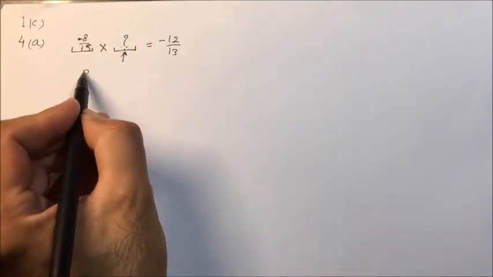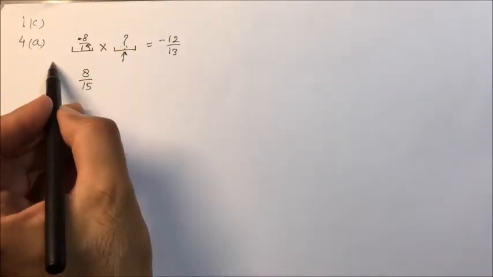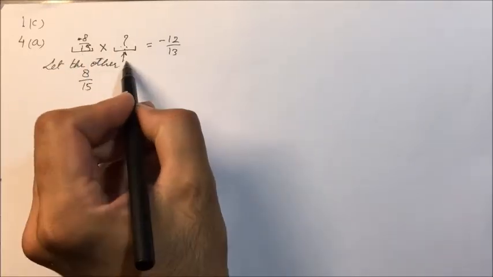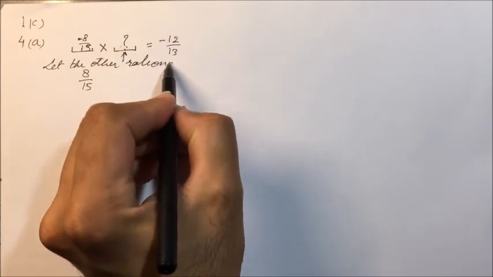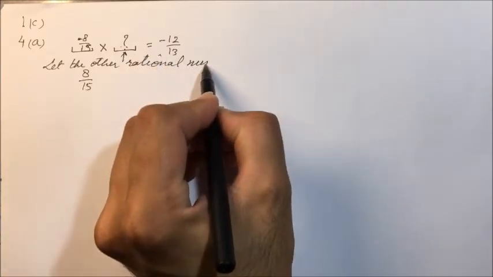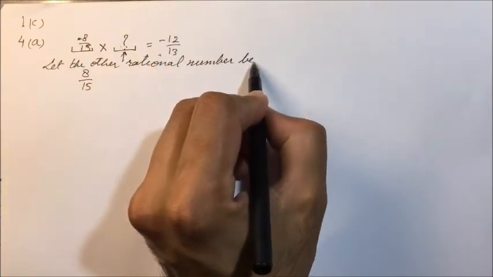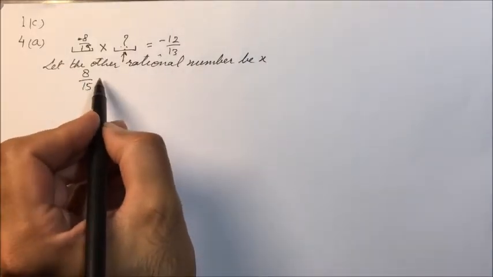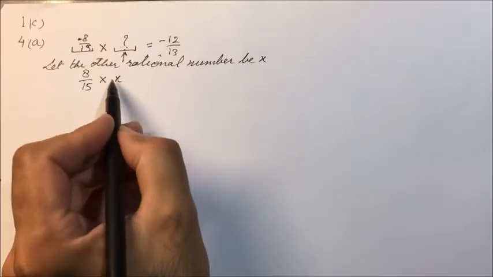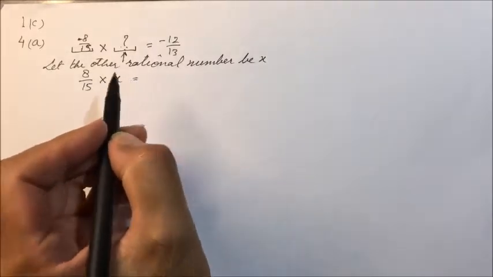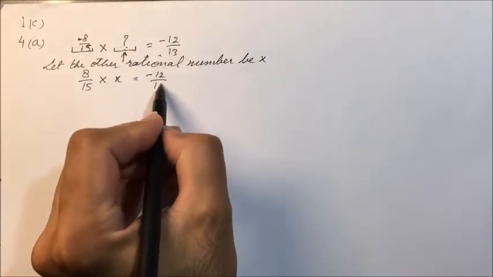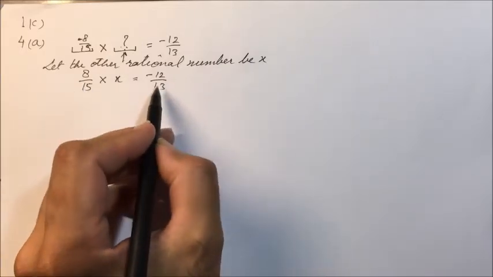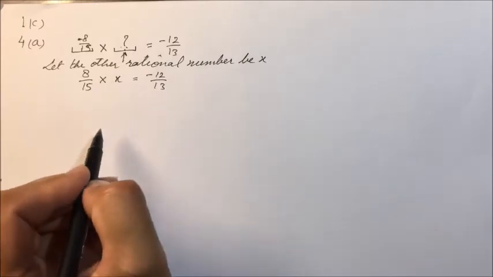So the question is given 8 upon 15. Let the other rational number be x. So 8 upon 15 is one rational number, it is multiplied with x, and their product is equal to minus 12 upon 13. This is given in the question. The product of two rational numbers is minus 12 upon 13. Now try to solve it yourself.